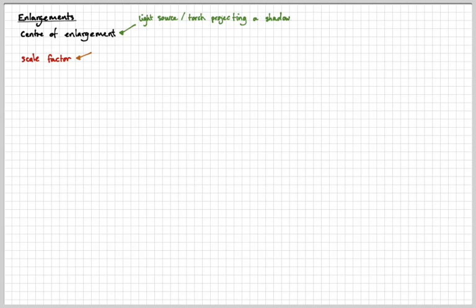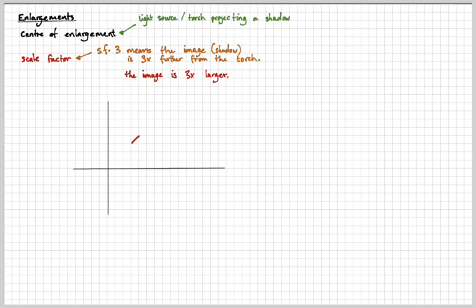The scale factor, so if we look at a quick example, a scale factor of 3 would mean the image, or the shadow, is 3 times further from the torch, or the centre of enlargement. So we shine the torch on the object, and that image will be 3 times further from the torch than the original shape. Hopefully that will become clear when we do an example. It also means that the image is 3 times larger than the original object. Okay, so let's look at an example.